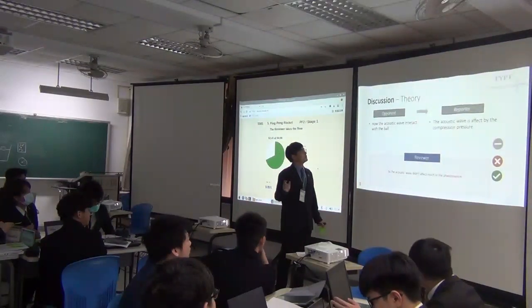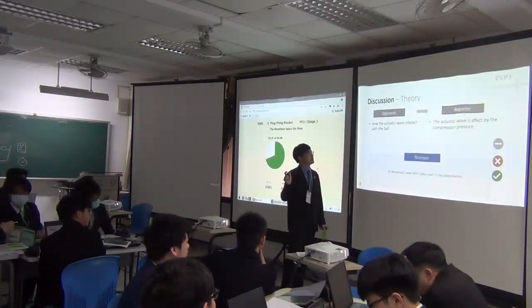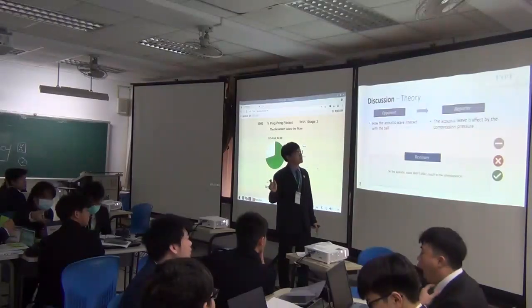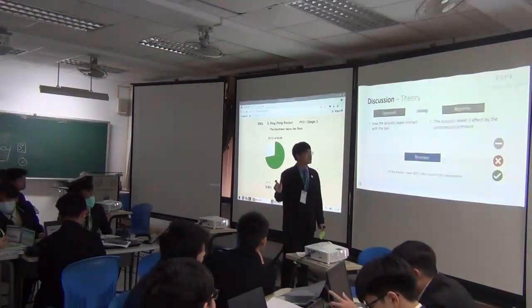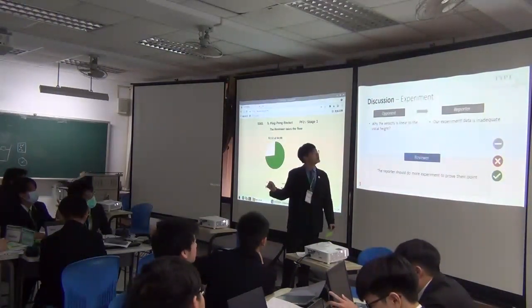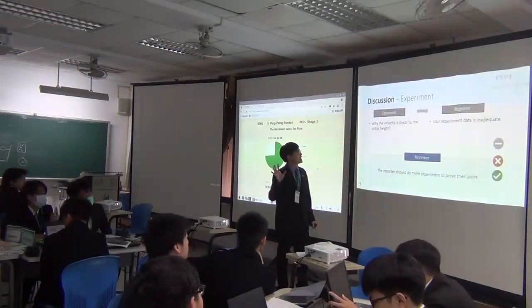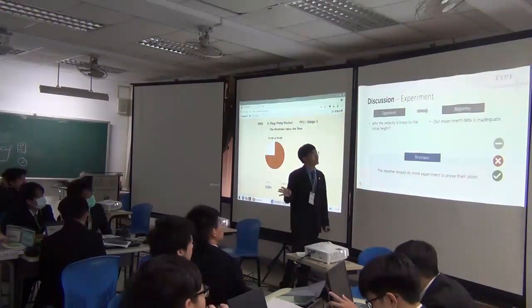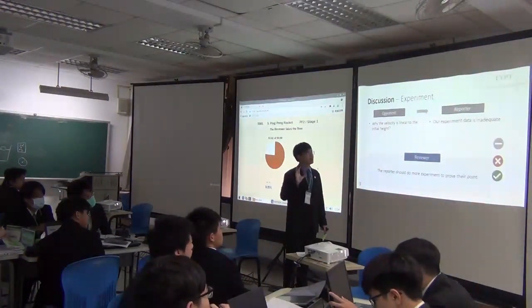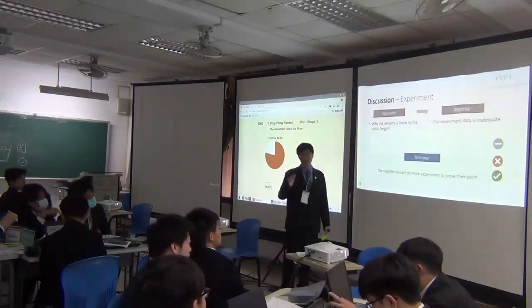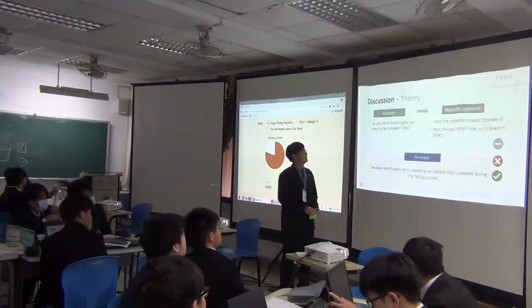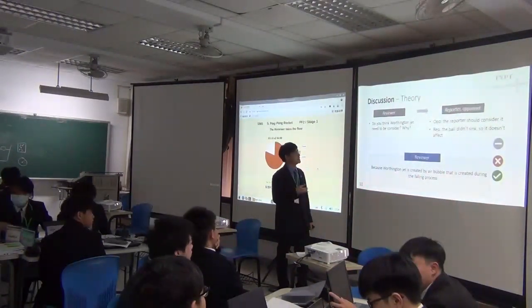So the opponent asked, how does the acoustic wave interact with the ball? And the reporter said that the acoustic wave is affected by the compression pressure, and I think that the acoustic wave didn't affect the phenomenon that much. So the opponent also asked, why is the velocity linear to the initial height? And the reporter said that our experiment data is inadequate, and I think that the reporters should do more experiments about that. And so I asked, do you think that the Worthington jet needs to be considered?